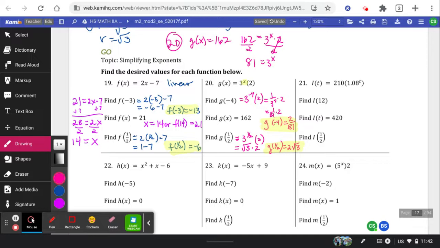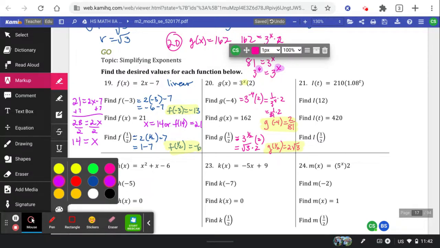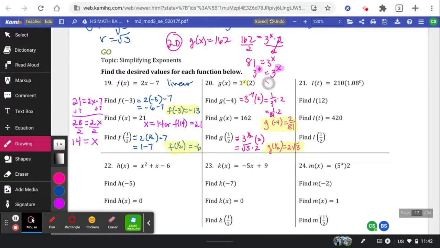My x is 4. But the way I write this from Math 1 exponential functions is I convert this 81, 3 to the 4th equals 3 to the x. And because those are two expressions with the same base, I can see that this x has to be equal to this 4.